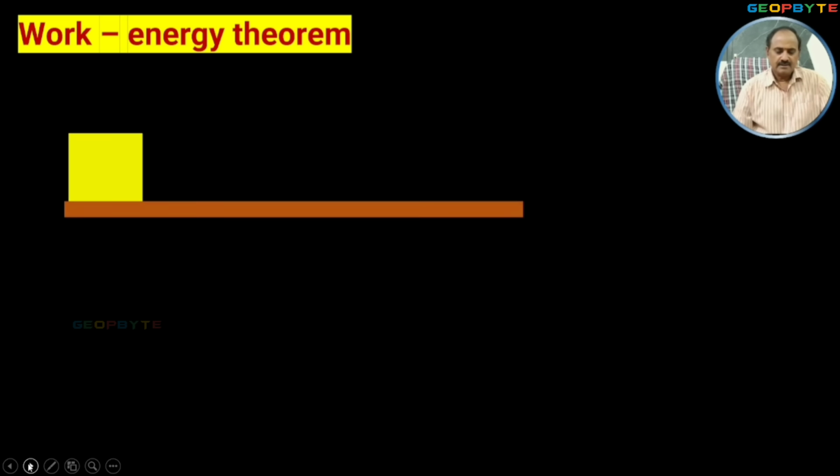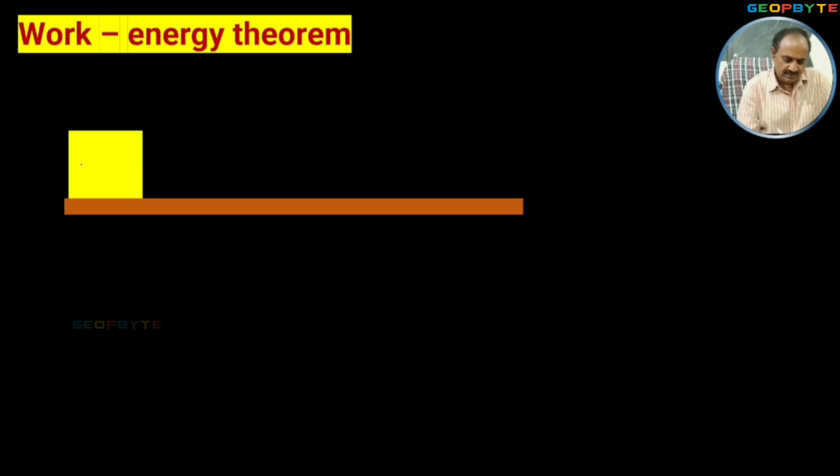Dear students, now let us discuss the work energy theorem. For that, let us consider an object. Look at the body. The body is there at position A, while the body is traveling with initial velocity u. Now let us say some external force acts on the body. Because of that external force, definitely the body's velocity increases.